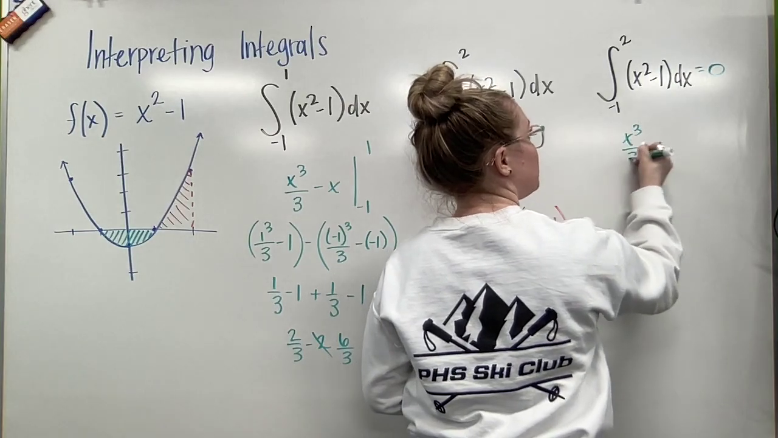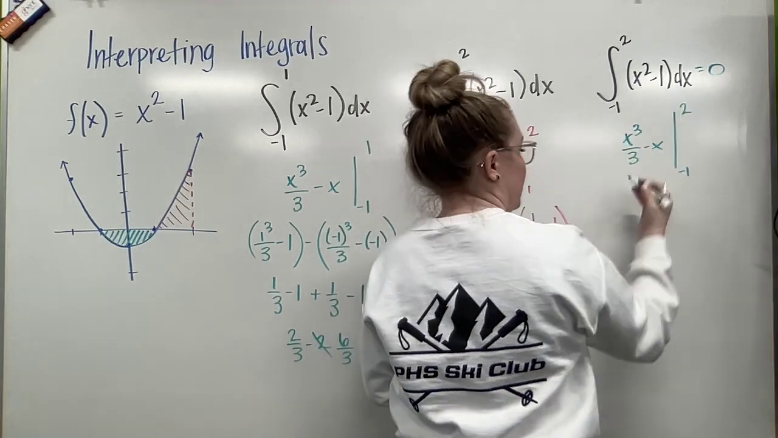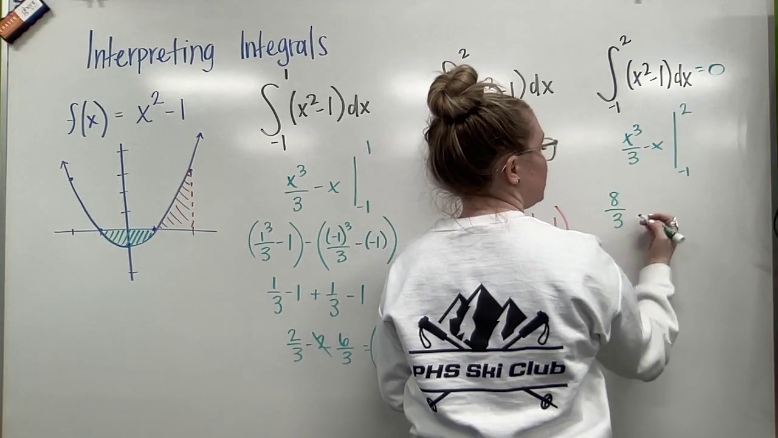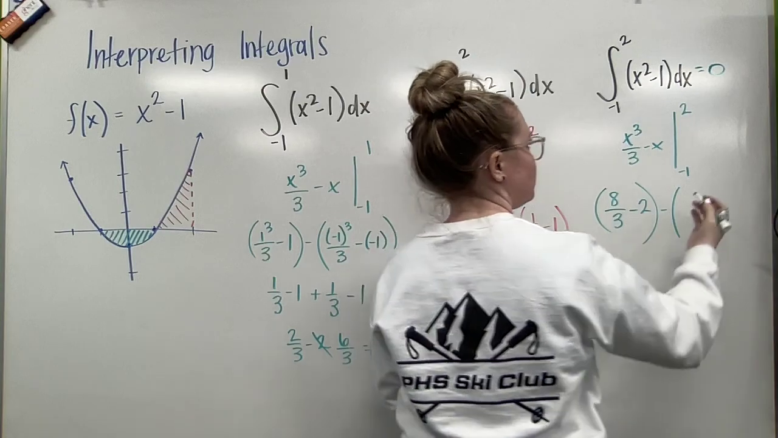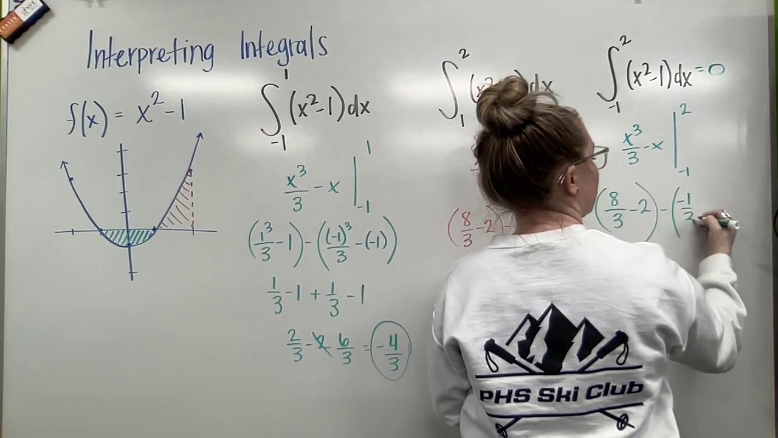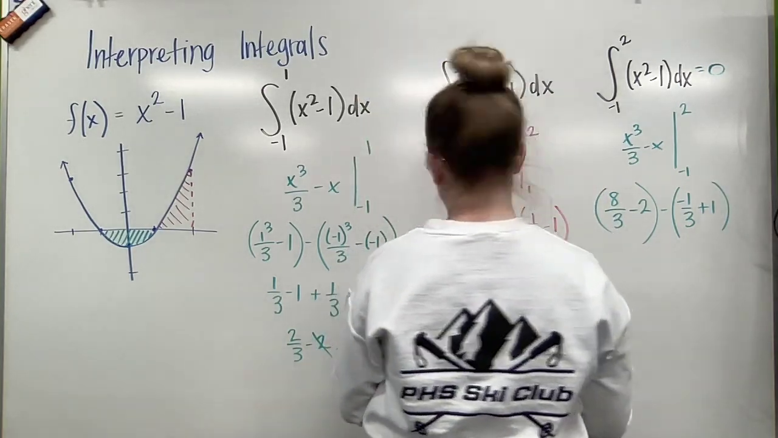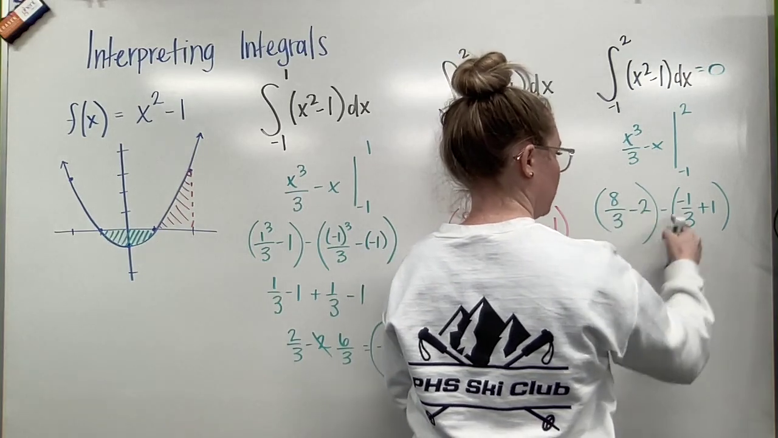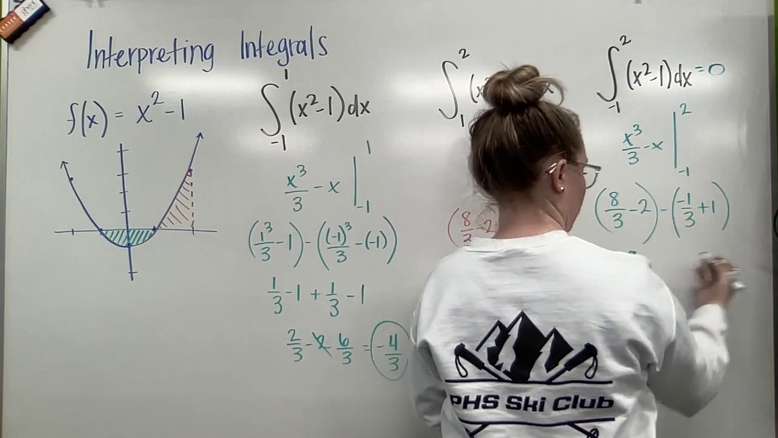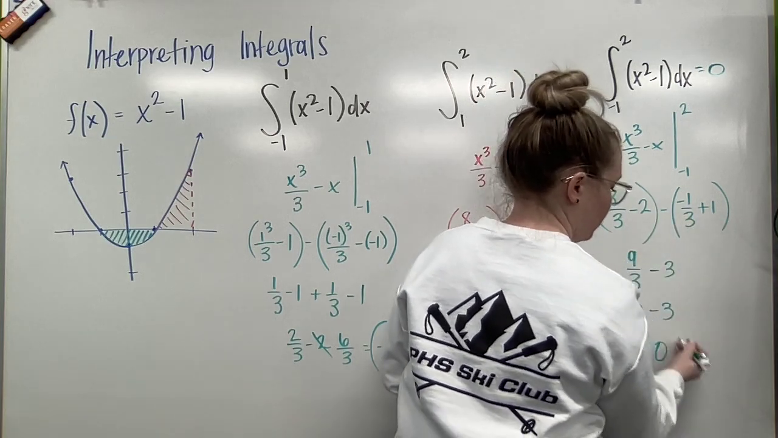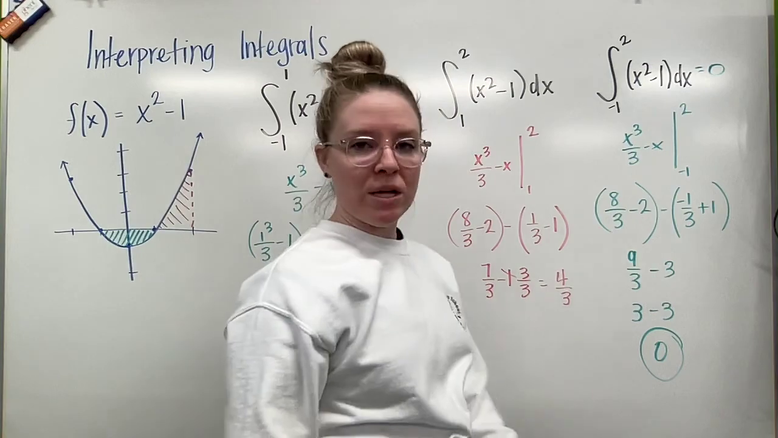Antiderive, I still get my x cubed over 3 minus x, evaluated from -1 to 2. All right, so I get 8/3 minus 2. And I'm going to take away, this is going to give me a -1/3 plus 1. Okay, so 8/3 plus 1/3, so that's going to be 9/3, which is 3. And then I've got -2 take away 1, which is -3, which is 0. All right, so what do these mean, and what's the difference here?